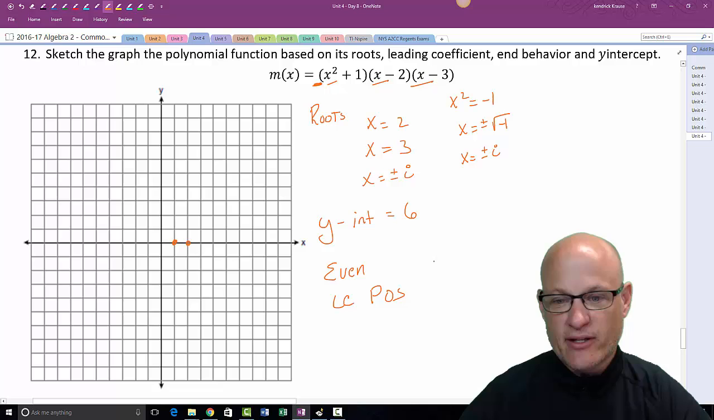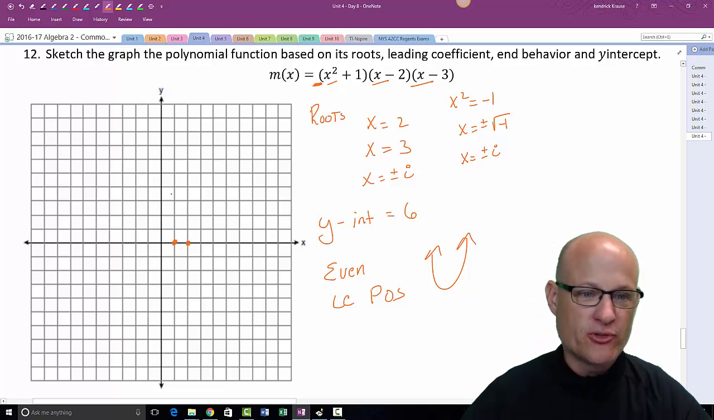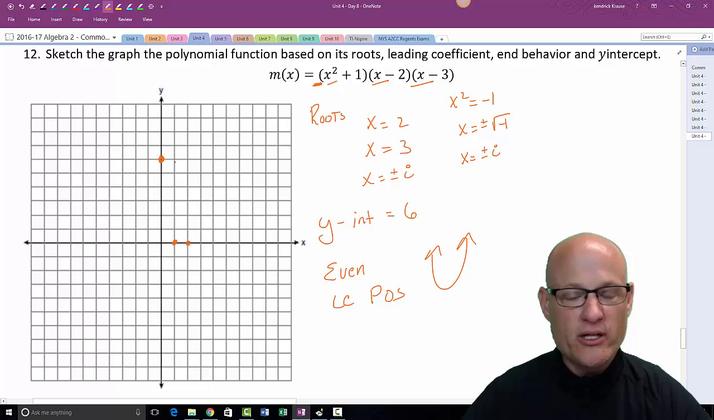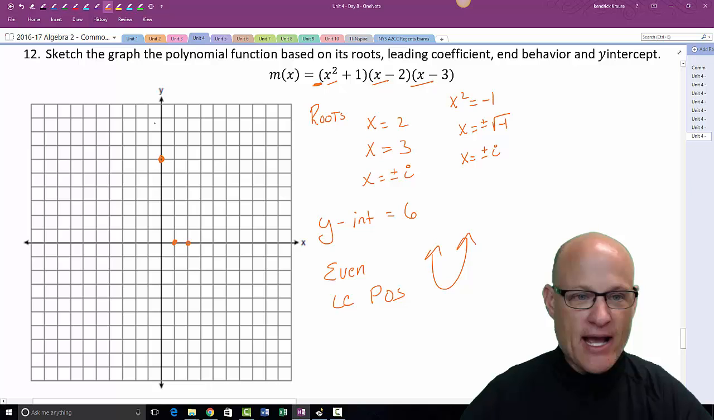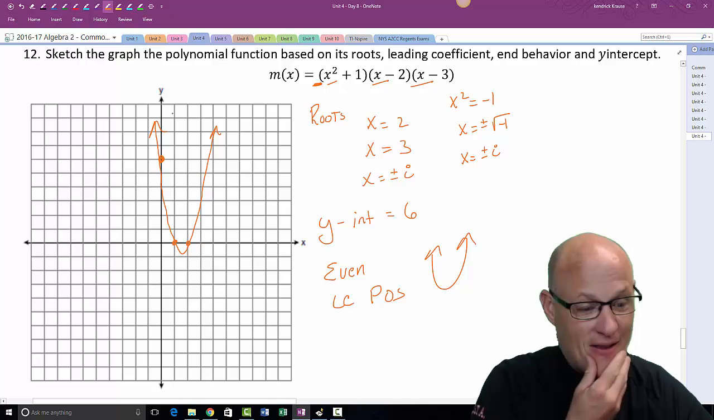Now, as soon as I know it's even with a positive leading coefficient, I know it looks like this. Now, I only have two real solutions, and it goes to the point positive 6. The other roots are imaginary, which means this is only going to cross the x-axis twice. So when I graph this thing, it's actually going to look like a parabola. It's going to come down, come down, come down. It's going to go through, come back through, and graph. And there it is.